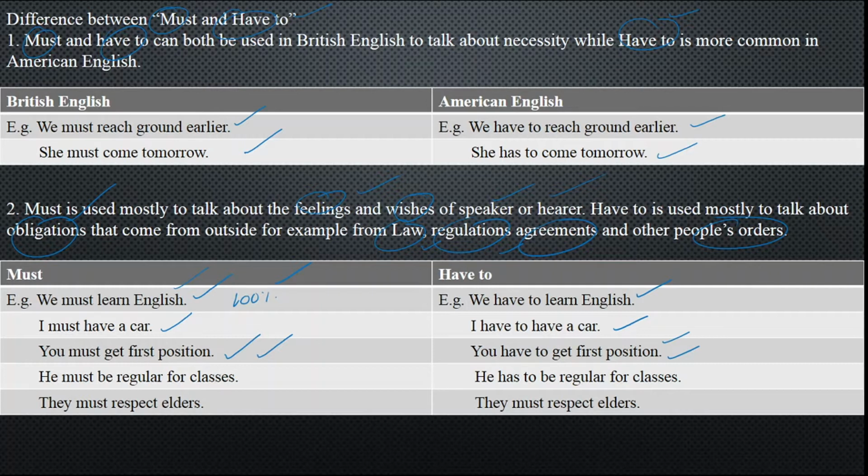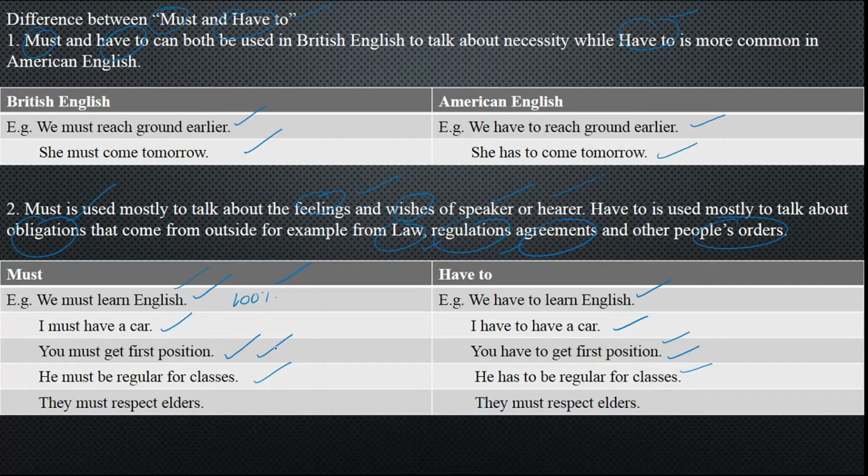I hope you are getting them one by one. "He must be regular for classes." "He has to be regular for classes." With "He must be regular," you are just expressing your feelings and wishes, that if he becomes regular, he will understand everything. "He has to be regular for the classes," whether he likes the classes or not.